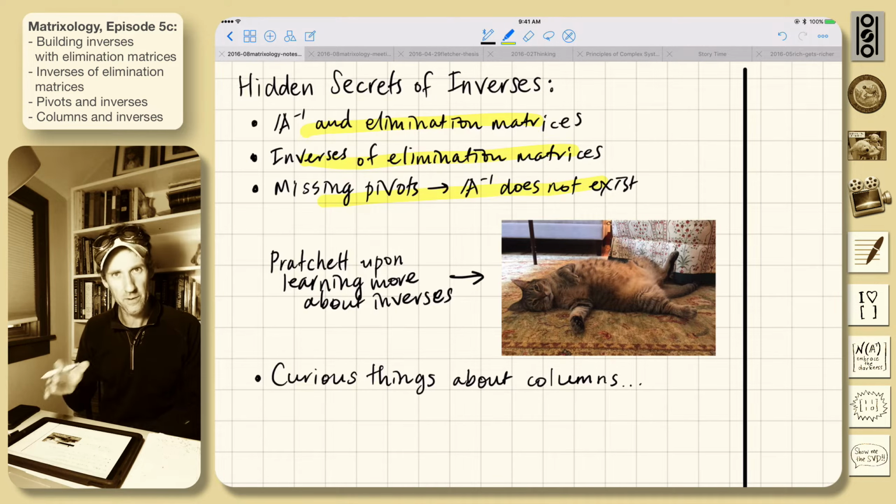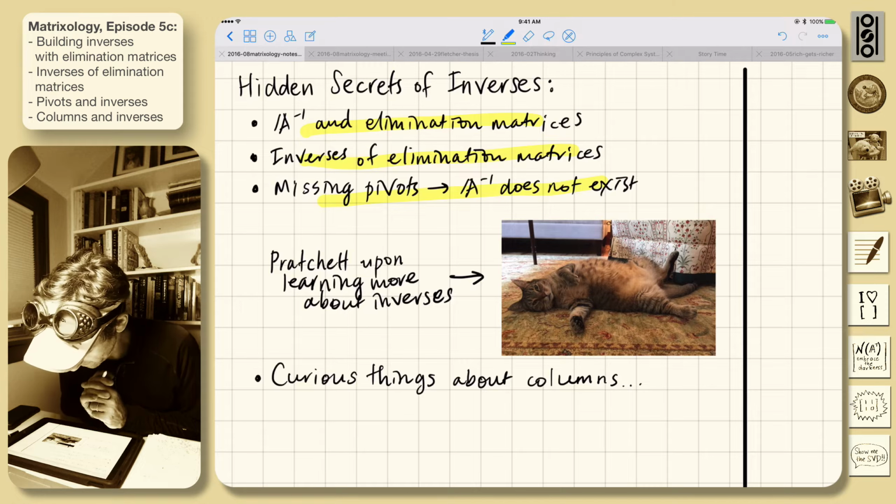More on why missing pivots and inverses not existing is a story.